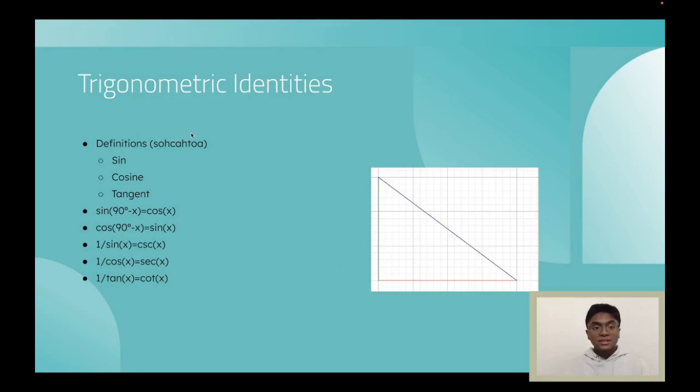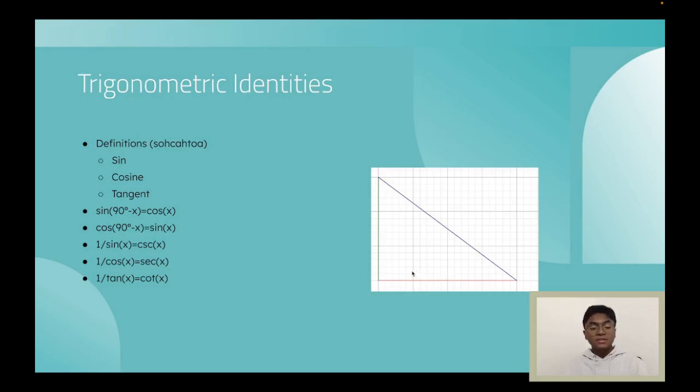Then cosine is CAH. It's adjacent over hypotenuse. So the side adjacent to the angle over the hypotenuse. So cosine of this angle would be 4 over 5. And then tangent is opposite over adjacent. So tangent of this angle would be 3 over 4.